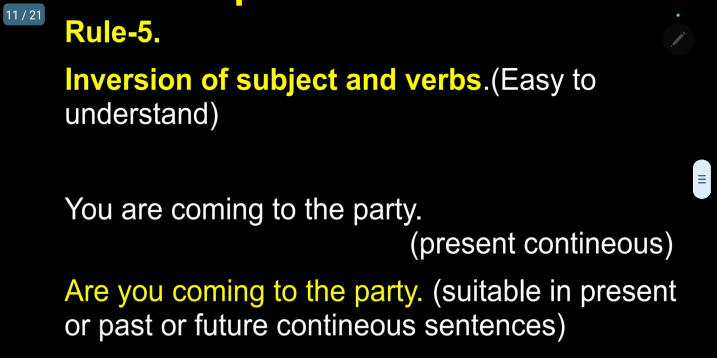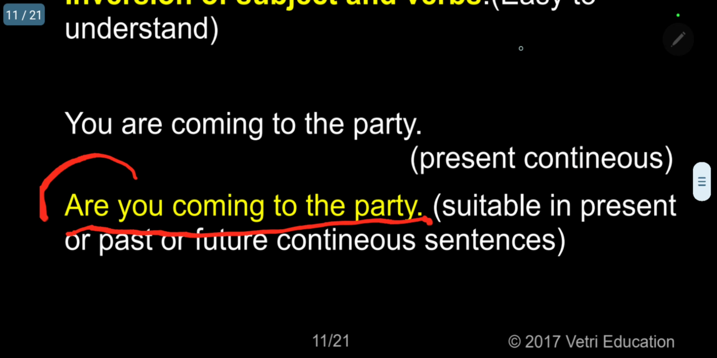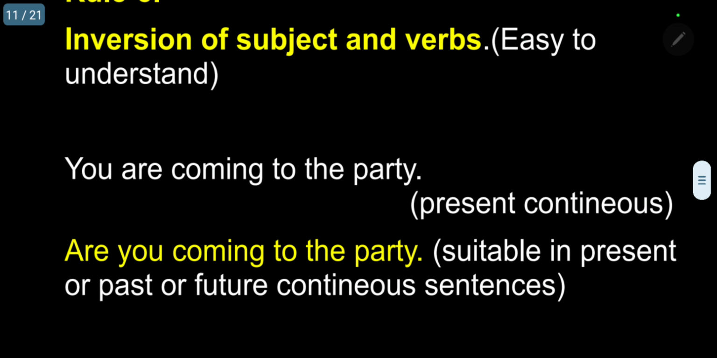Simply by inversion of subject and verb, we can raise question and we can answer questions. Easy to understand. So simple example, I am giving a simple sentence, present continuous. You are coming to the party. நீ விருந்துக்கு வந்து கொண்டிருக்கிறாய். So how to ask question? So suppose I am that particular person, I am asking now. Question is simply put R before, kindly follow, and then you ask question now.